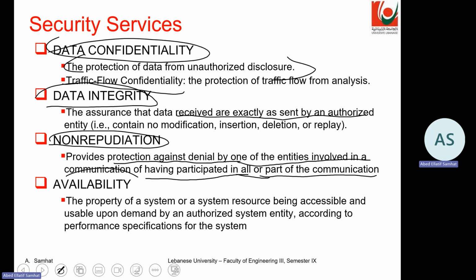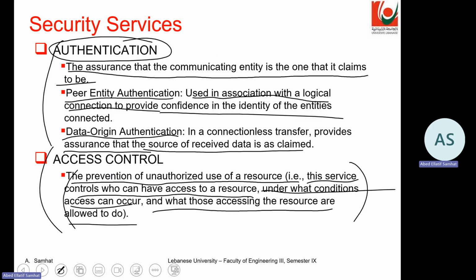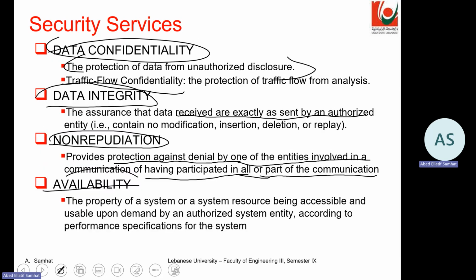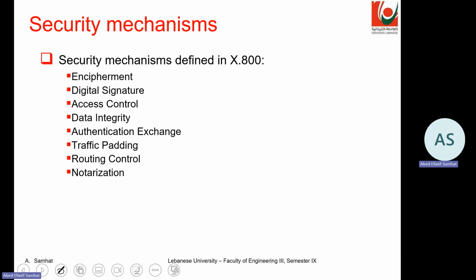And the last one, sorry, availability, is also another security service, and we say here it's a service to be sure that the system or resource is available to be used. Those are the security services: authentication, access control, confidentiality, integrity, non-repudiation, and availability. Those are the services, okay? And we will see together if we want to use those services, how we can implement them.